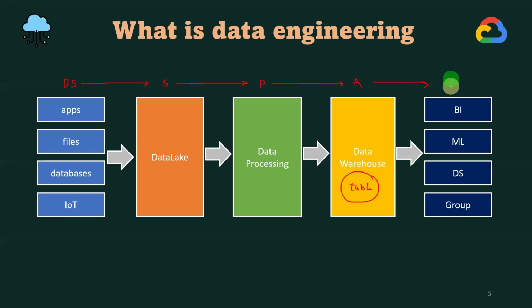So here we have downstream consumers such as BI. BI is nothing but business intelligence. They will create reports and dashboards. ML: there is an ML engineer who creates a machine learning model using this data. And there is a data scientist who will be using this data for finding future trends. And there will be business groups who will be directly using this data for decision making, so they can directly take decisions on top of it.